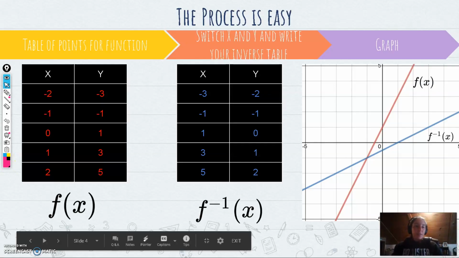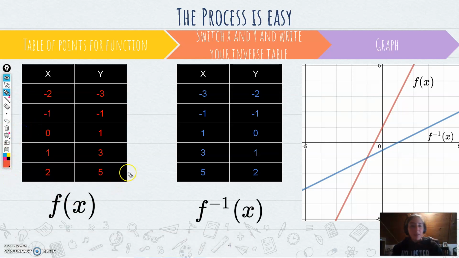So here's the process. And let me switch my pen. So step one, get a table of points for the original function. Like I say over and over and over again, a table will always work to graph. So we have some original function here. We've plugged in a couple x's and we've outputted a couple y's, right? Whatever our function is, like in this case, we plugged in -2 and we got -3. In this case, we plugged in 0 and we got out 1. We plugged in 2 and we got out 5.